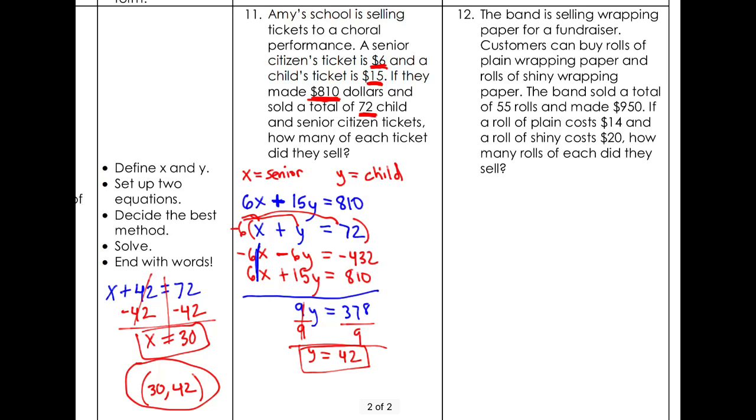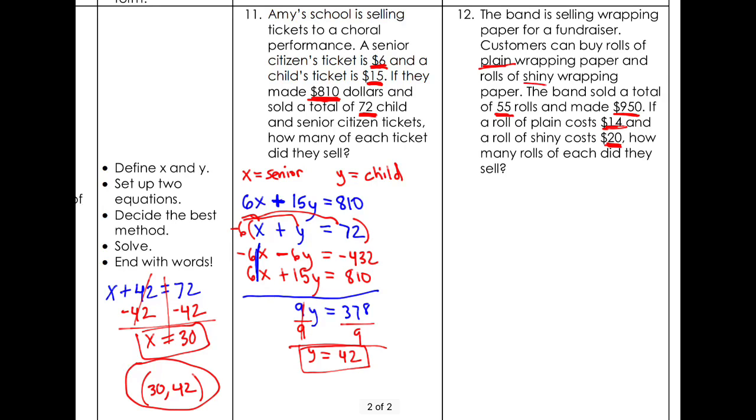This video is getting long, but I'll show you number 12 also. I know these can be hard. So, all right, the band is selling wrapping paper for a fundraiser. Customers can buy rolls of plain wrapping paper and rolls of shiny wrapping paper. The band sold a total of 55 rolls and made $950. A plain roll costs $14, and a shiny roll costs $20.